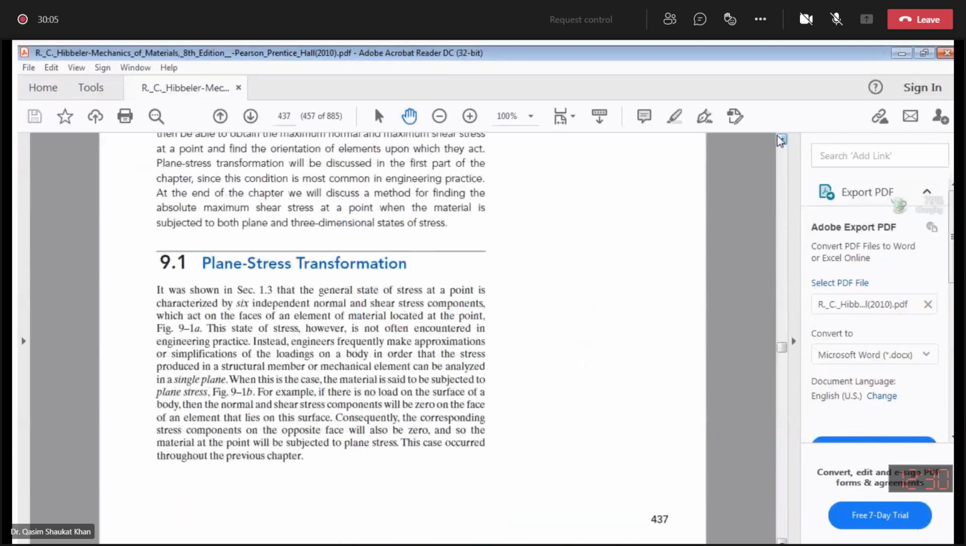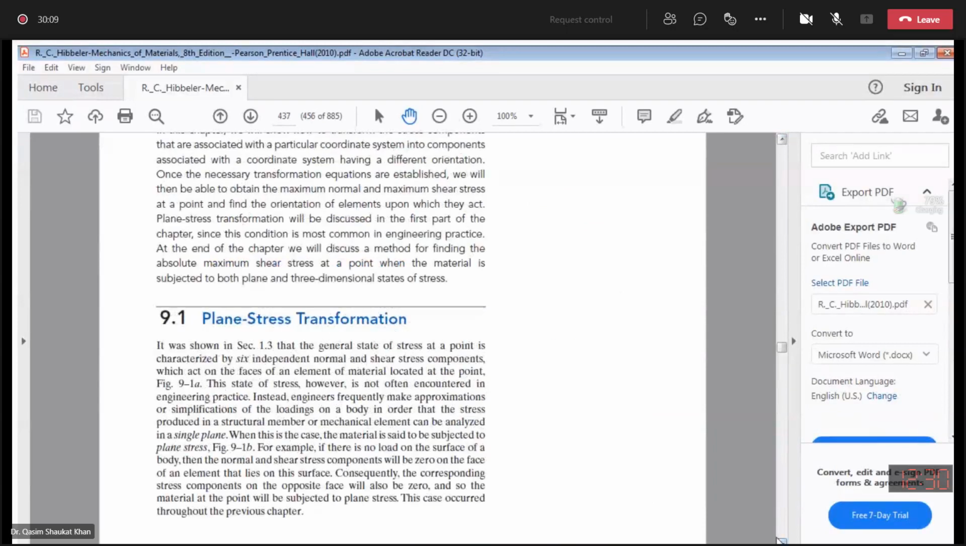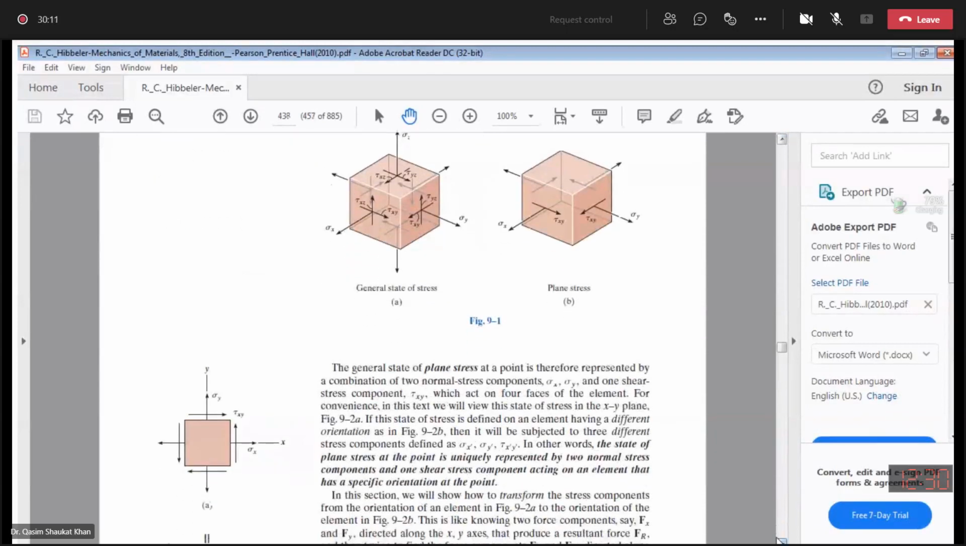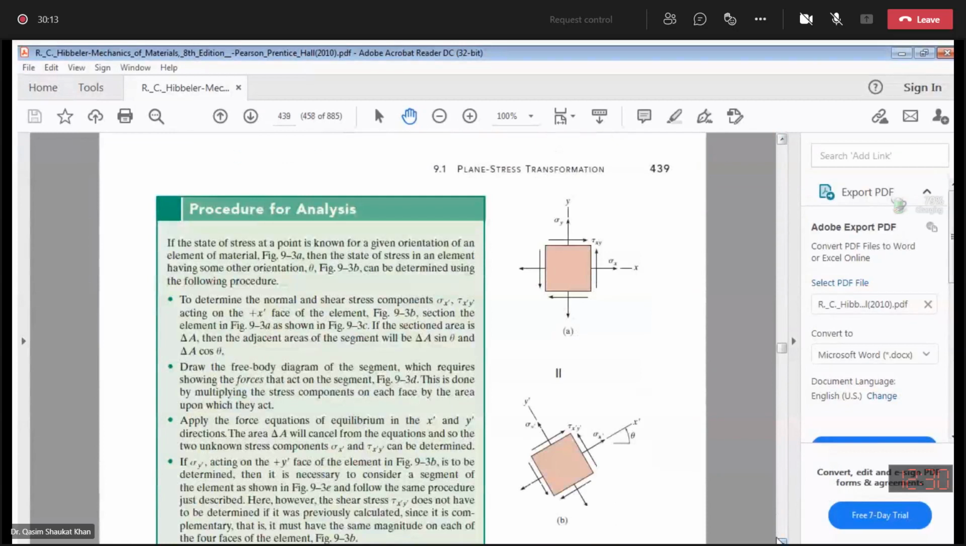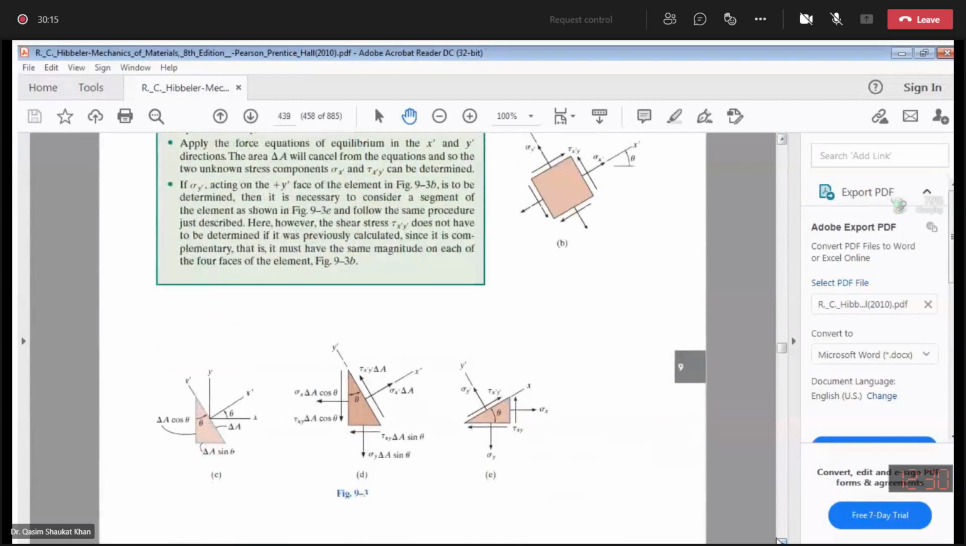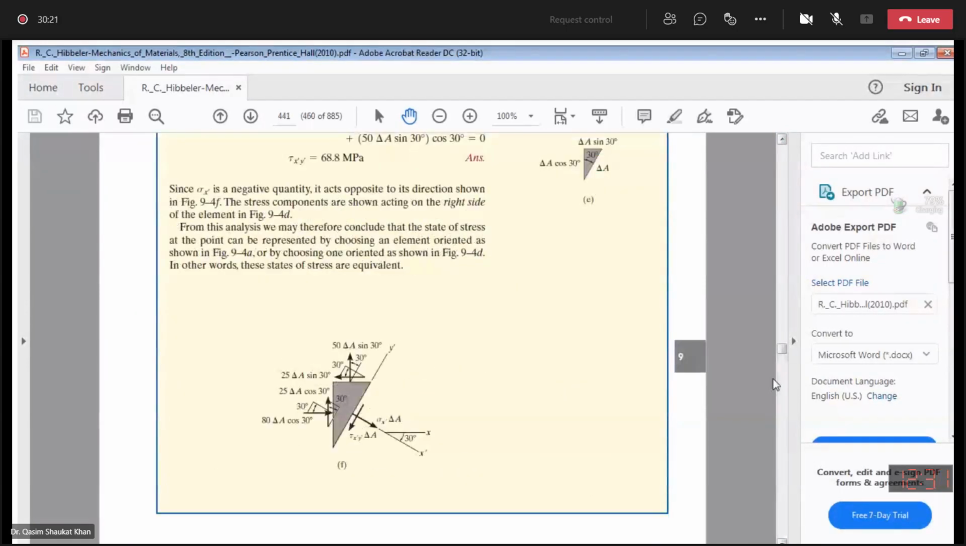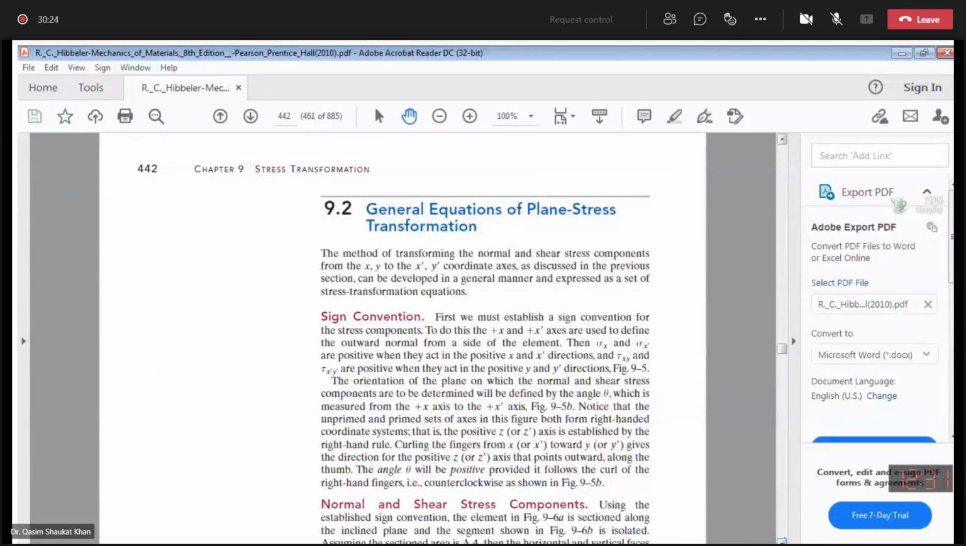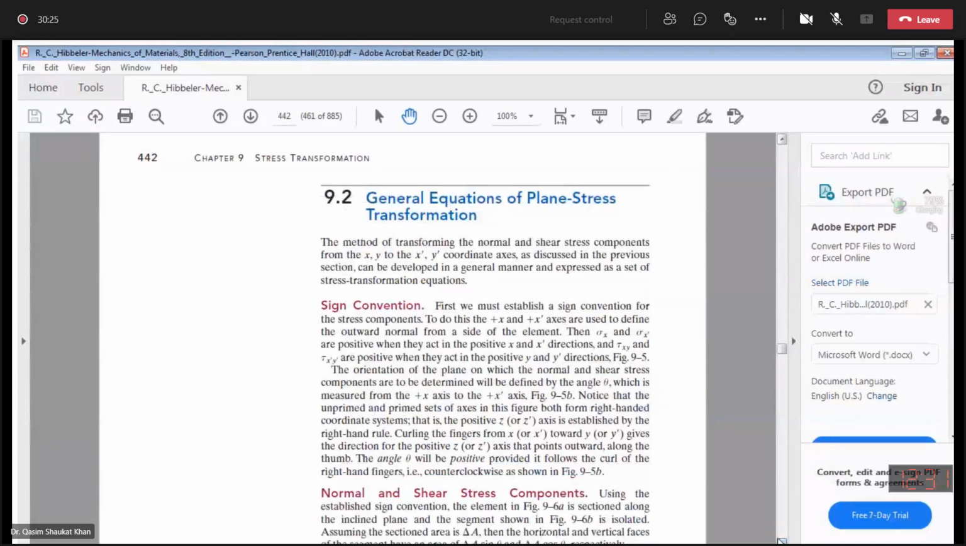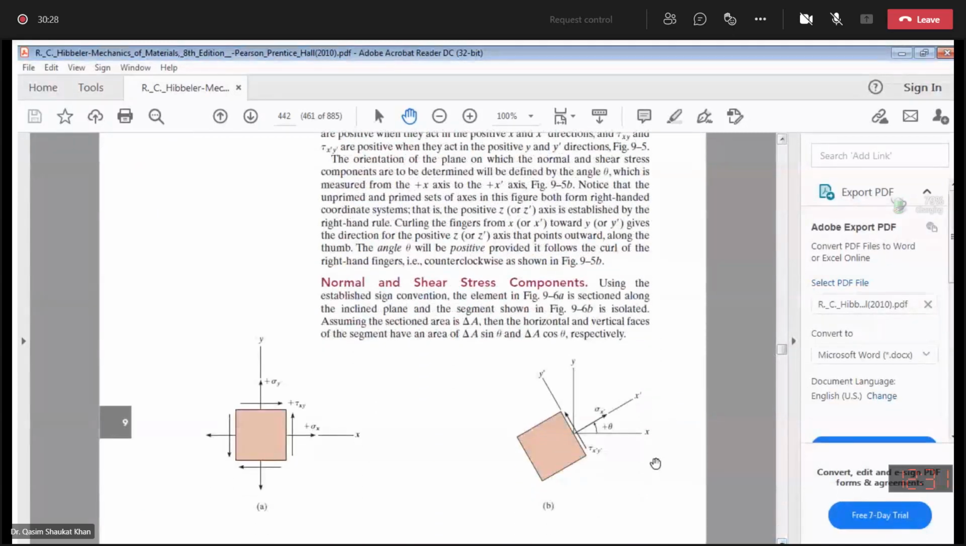So if we look into the book, we are following R.C. Hibbeler 8th edition, chapter number 9. Last time we have done this. So today we want to start the derivation. If you see these equations, this sign convention we have also studied last time.